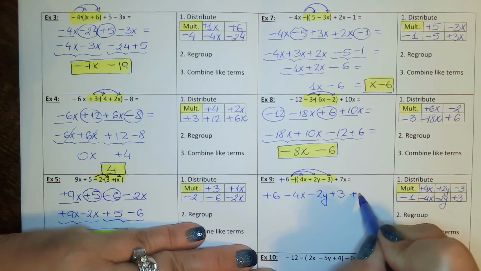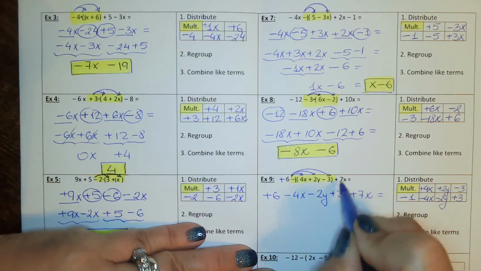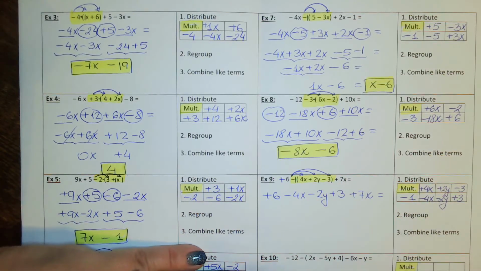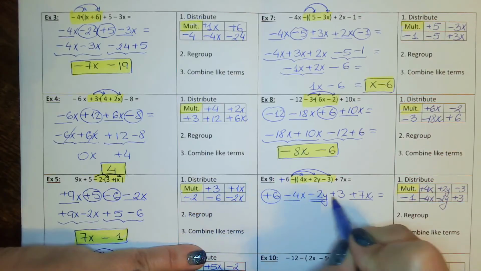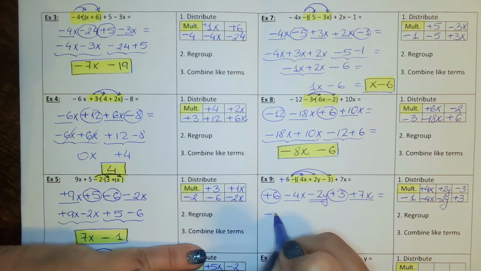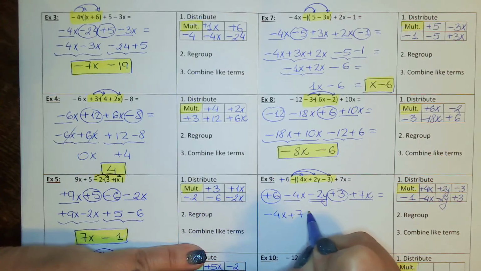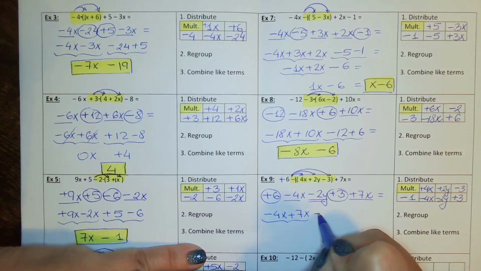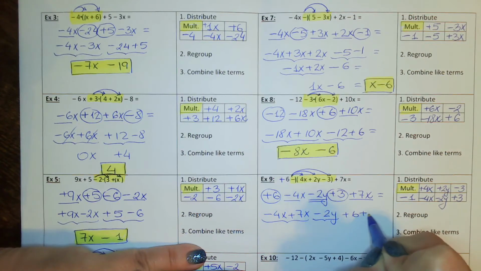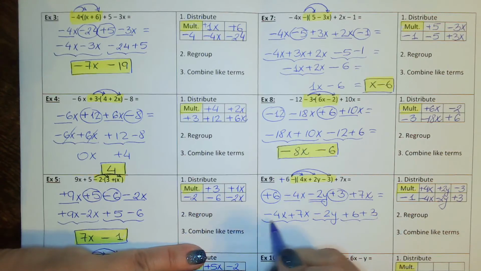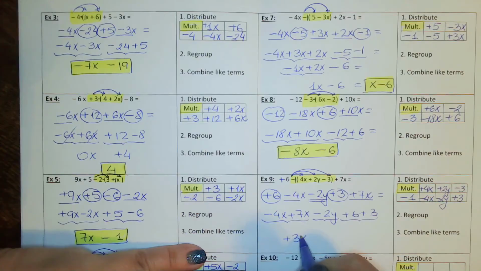Then bring down the x term plus 7x. Regroup x terms, y term, and then the constants. Negative 4x plus 7x can be combined together. Minus 2y is going to be by itself, and then plus 6 plus 3 will be combined together. Different sign subtract. Keep the sign of the bigger number. Negative 2y by itself, and then plus 9 for the final simplified answer.